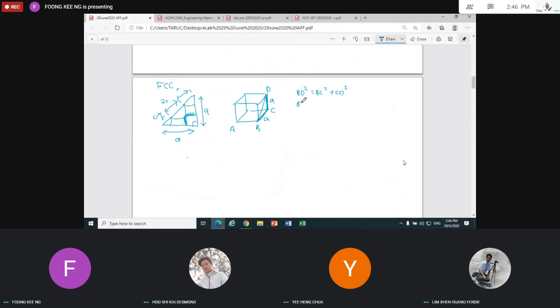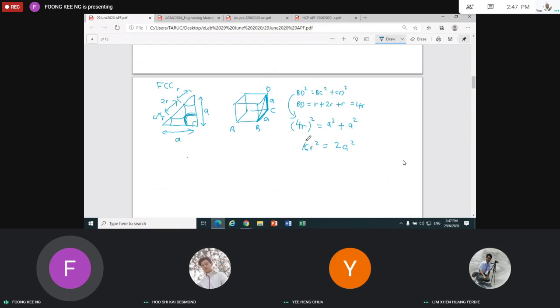BD is... Correct? In your write-up, you must show step by step. Don't jump. All right. Then you get a more systematic answer here. So what we have here, this is 4R square equals to this is what? A square. A square. Okay. So this is equal to 2A square. 16R square equals 2A square.